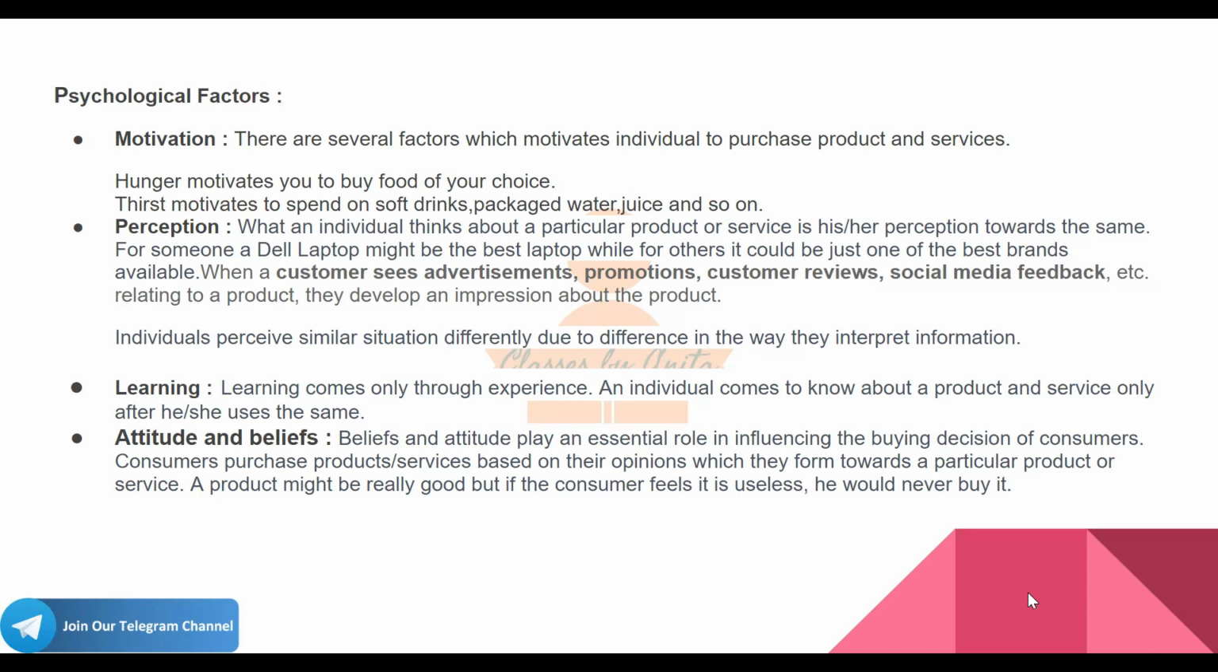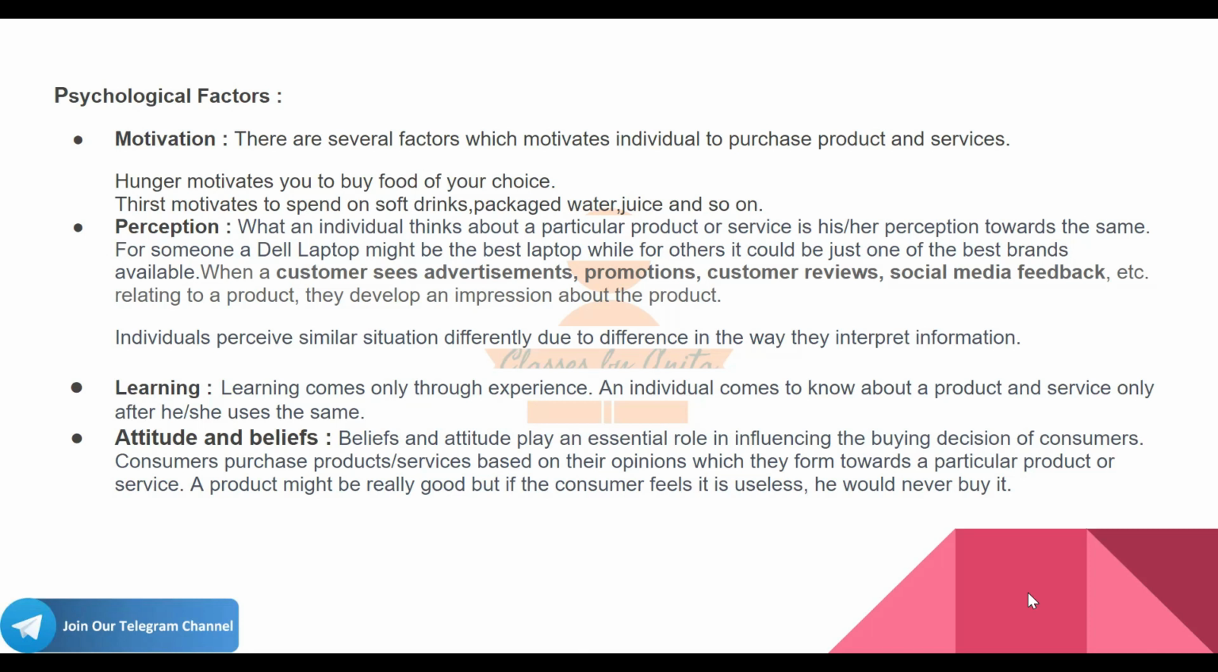Now, the perception. What an individual thinks about a particular product or service is his or her perception towards it. For someone, a Dell laptop might be the best laptop, while for others, it could be just one of the best brands available. Customers see advertisements, promotions, customer reviews, social media feedback, etc. relating to a product, and they develop an impression about the product.